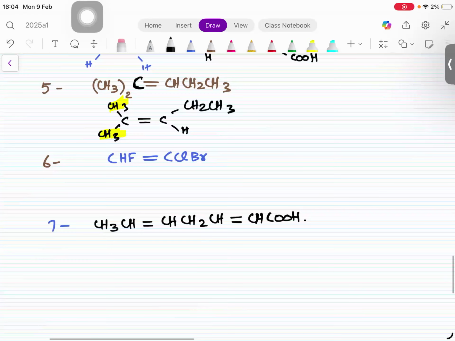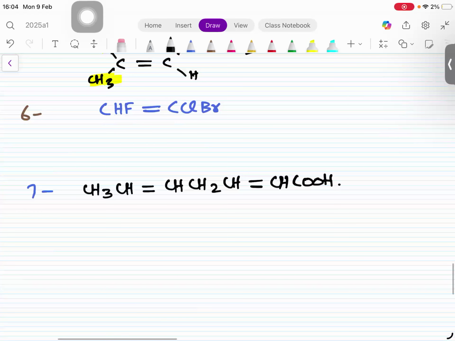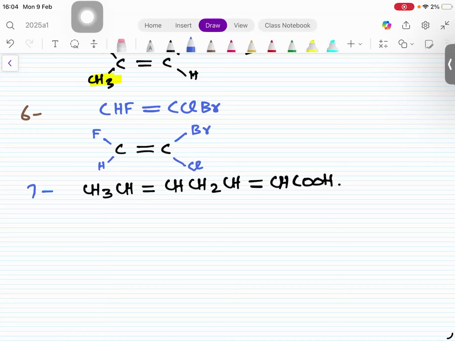What about 6? Yes, sir. It has. If you look at carbon double bond, what is with the first one? H and F. Are they the same? No. What is this? Cl and Br, are they the same? No. Yes, it would have cis trans isomerism because the carbon double bond is here and both carbons have two different groups.